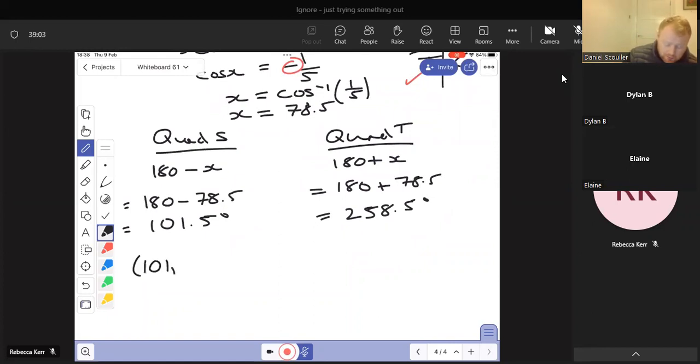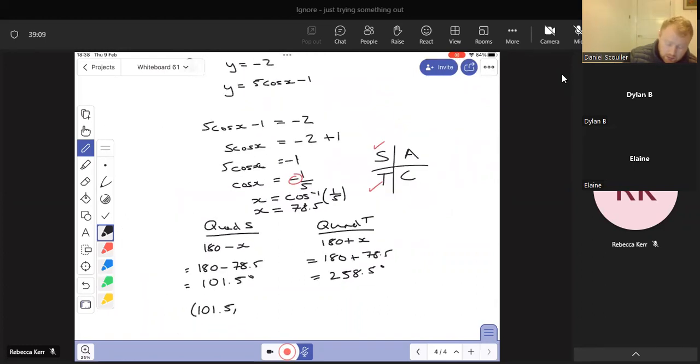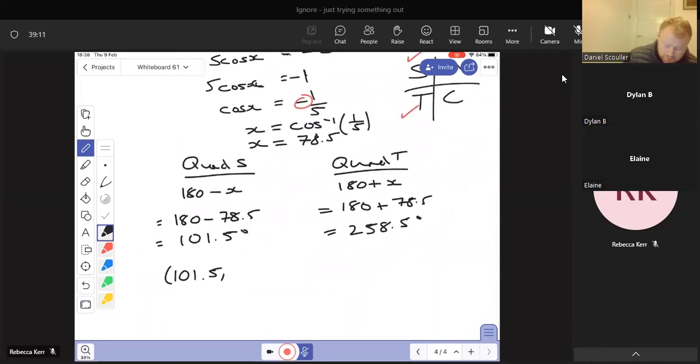Now finishing off, and please don't miss this point if this comes up in the exam, put it in coordinate form. So that's going to be your x answer. What was y? Minus 2. You're going to have 2 then.